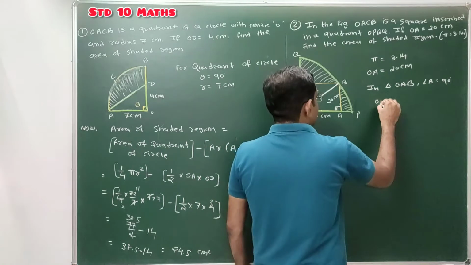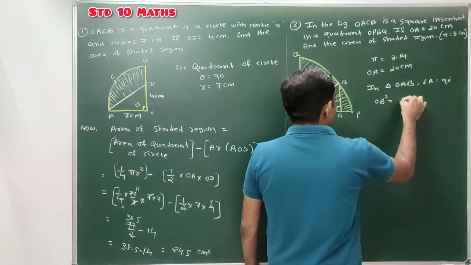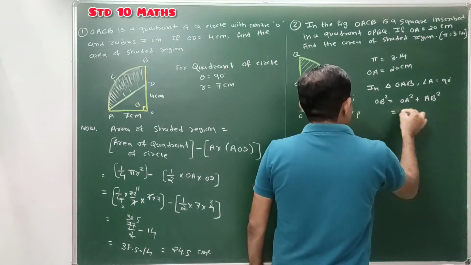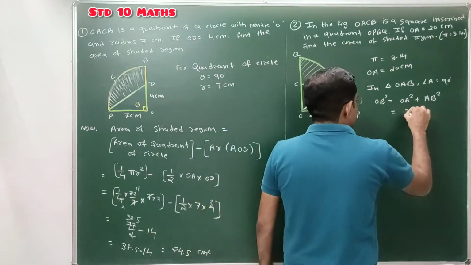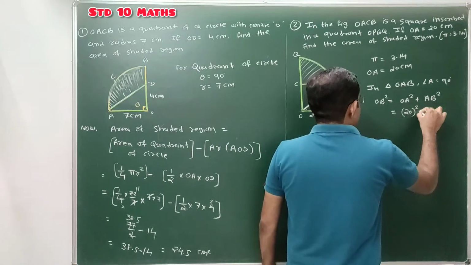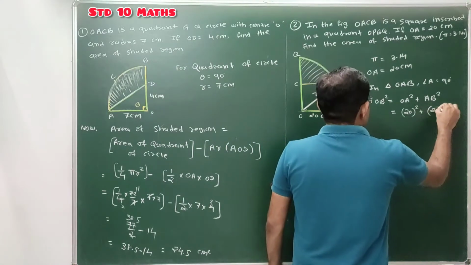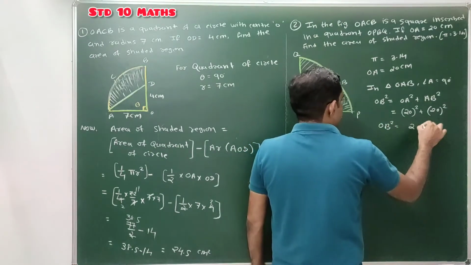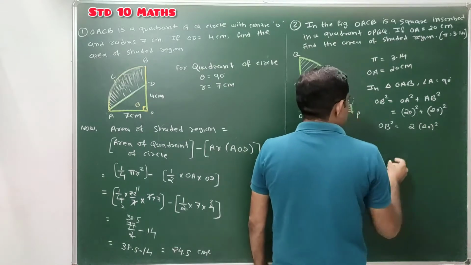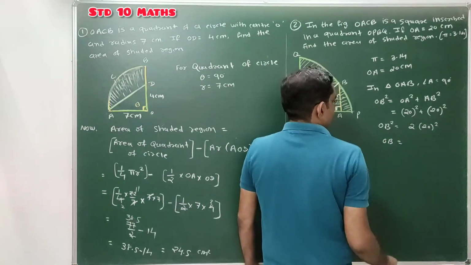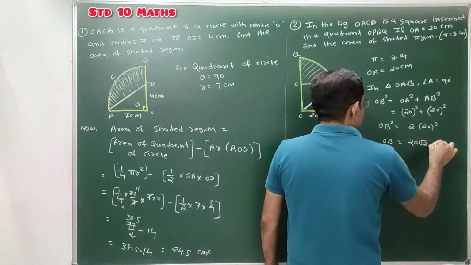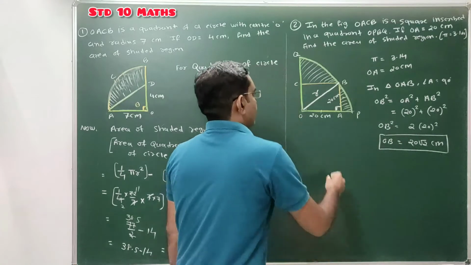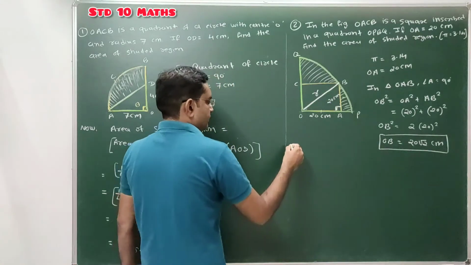So OB square, hypotenuse square, is equal to OA square plus AB square. OA is 20 square, AB is 20 square. So OB square equal to twice of 20 square. So OB equal to 20√2 centimeter is the radius of quadrant of circle, 20√2. So now area of shaded region.